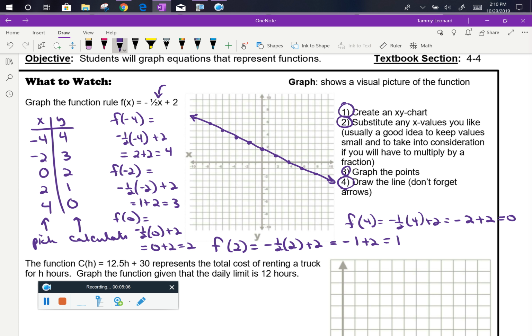We also need to label some points. Personally, I like to label the y-intercept. That's the point where the line crosses the y-axis. And sometimes the x-intercept, the point where the line crosses the x-axis. But any 2 points you pick to label on the line are fine as long as they're labeled correctly.